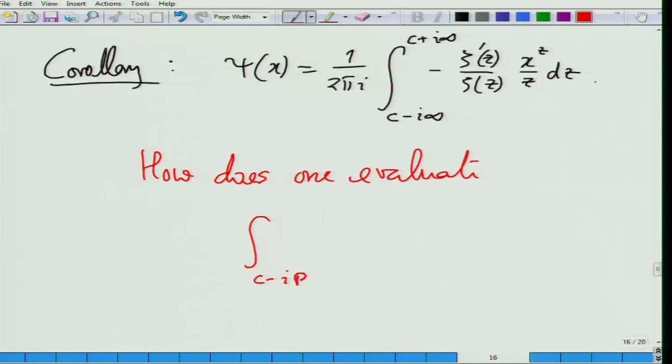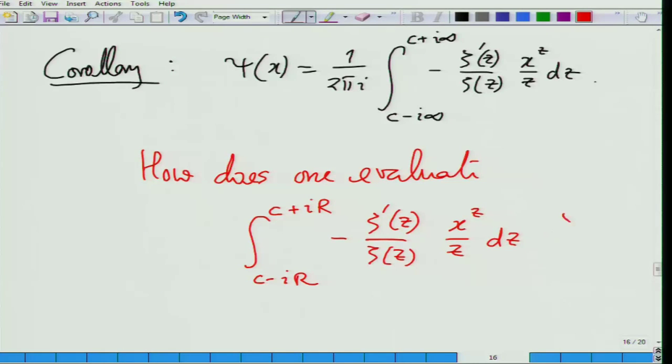And here I will revert back to C plus iR and C minus iR, because this evaluation is what is going to determine the psi x for us. Now, the nice thing is that we know how to evaluate this integral. At least we know how to go about evaluating this integral. We have already done this. We already have tools for this.